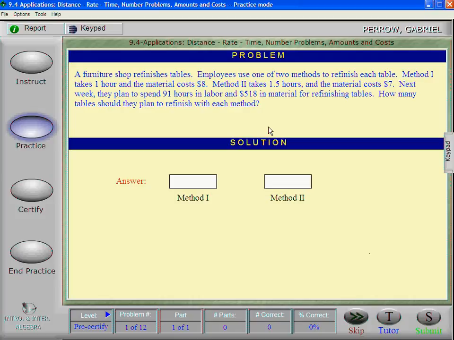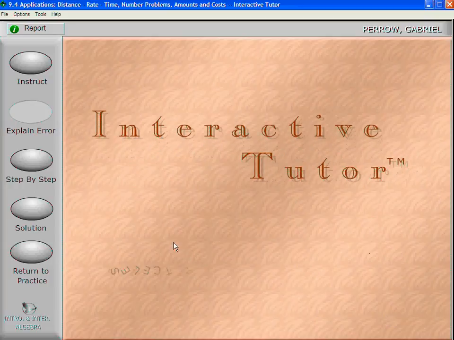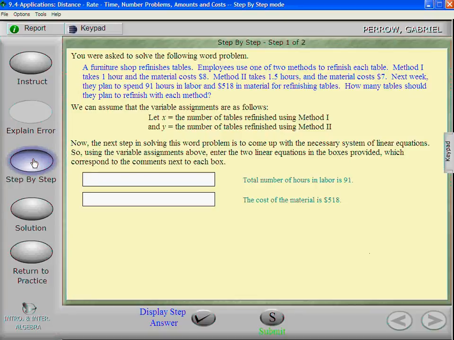I'm kind of getting ahead of myself a little bit, because you might be wondering how you even know to set it up that way. The question is how many tables, so I think the number of tables should be represented with each of your unknown variables. In the tutor mode, it says let x be the number of tables refinished using method 1, let y equal the number of tables refinished using method 2, and then what you need to do is create two equations using that information.